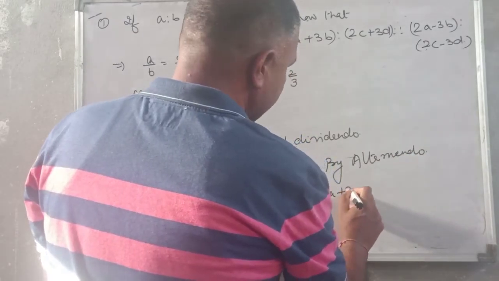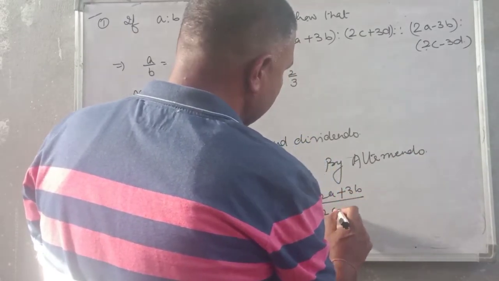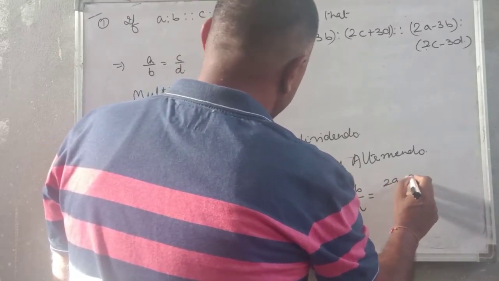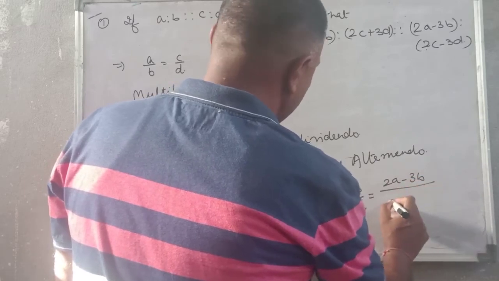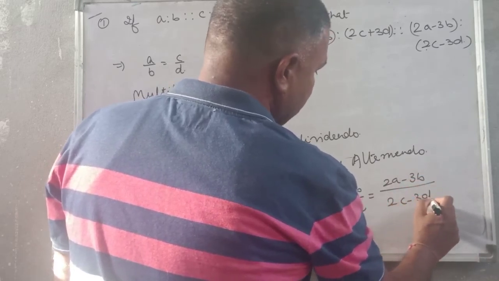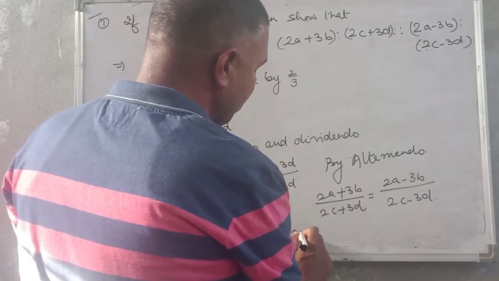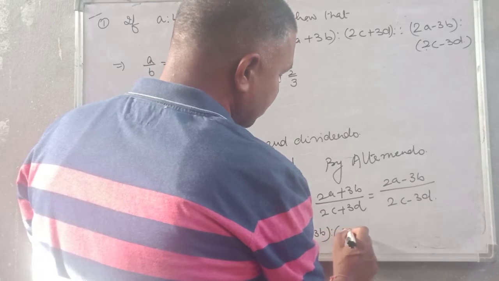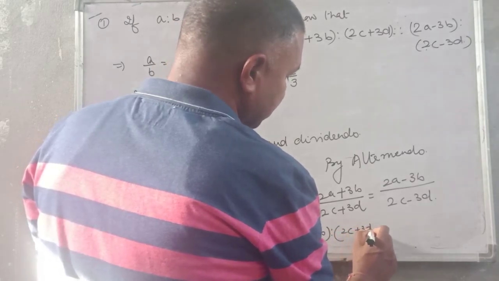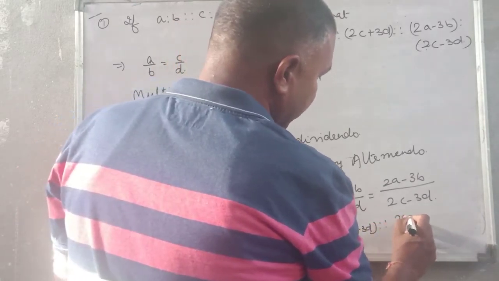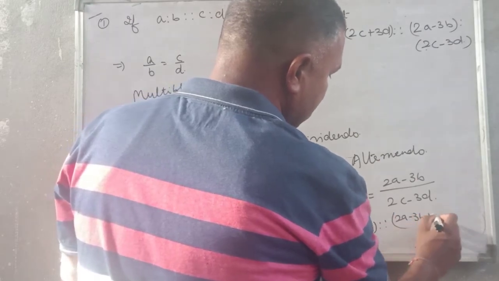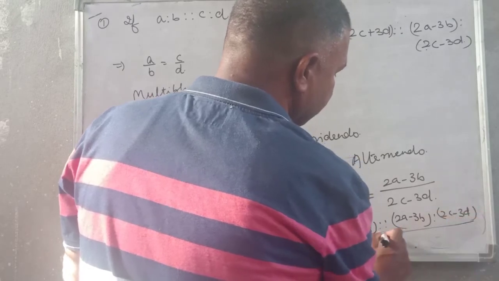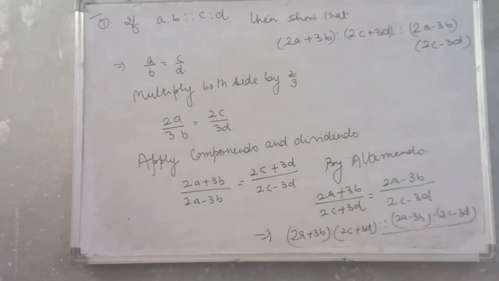2A plus 3B by 2C plus 3D is equal to 2A minus 3B by 2C minus 3D, and this can be written as 2A plus 3B is to 2C plus 3D, 2A minus 3B is to 2C minus 3D. Hence proved.